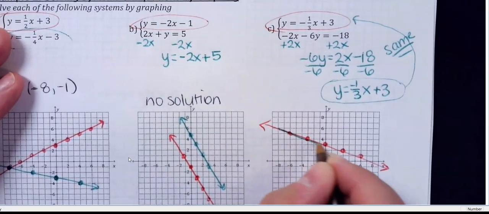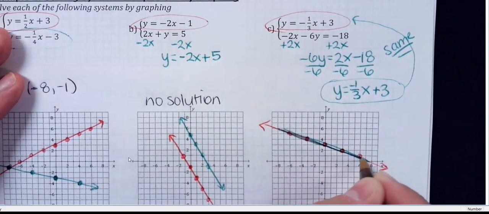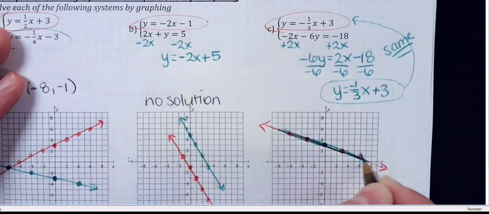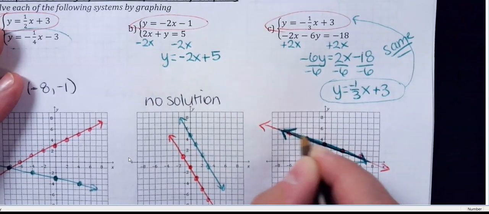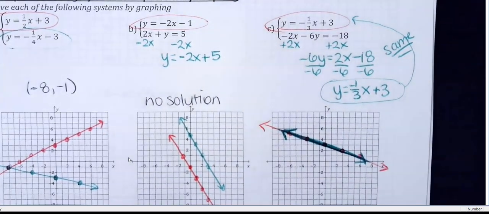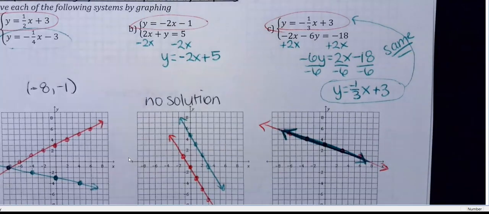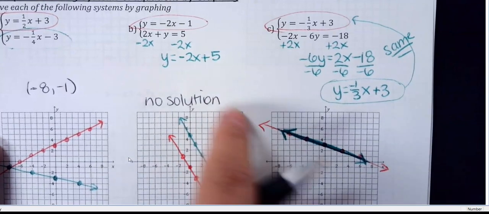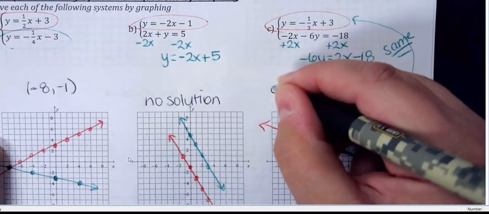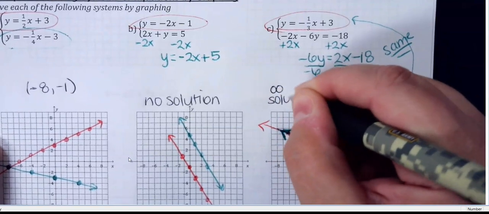If you were to graph this, this would literally just be one line right on top of the other, because they're both the same equation. Does anybody know what you would write down for your solution there? A line has an infinite number of points. So if I've got a line graphed on top of itself, they have every point in common, so there are infinite solutions here.